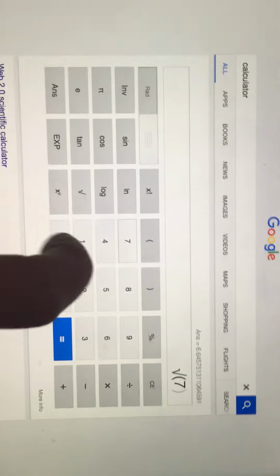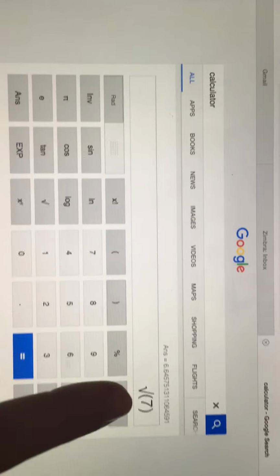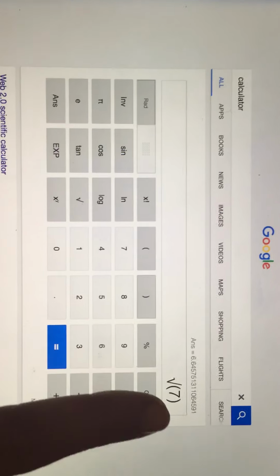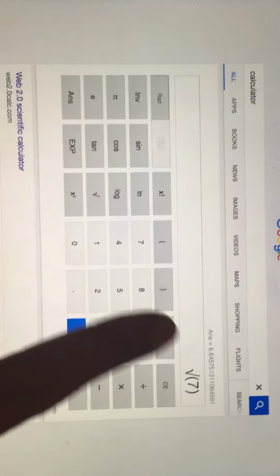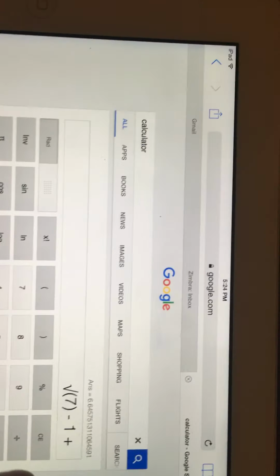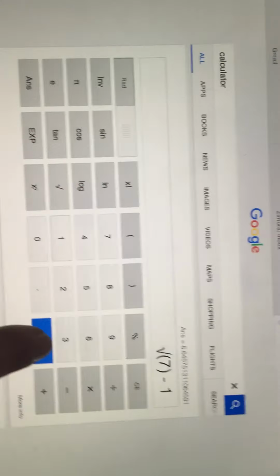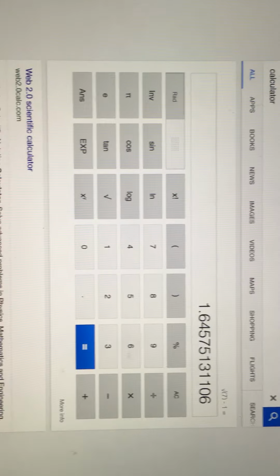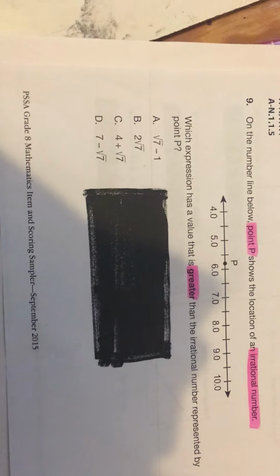So for letter A, our first option is the square root of 7 minus 1. So we have the square root of 7. And I want to close that parentheses. See that right there? I want that closed because I don't want the square root of 7 minus 1, which is the square root of 6. I want the square root of 7, minus 1. And that gives us 1.6457, and so on. We're looking for a number that is greater than 5.5. So I can go ahead and cross off letter A. Letter A is not going to be our option.